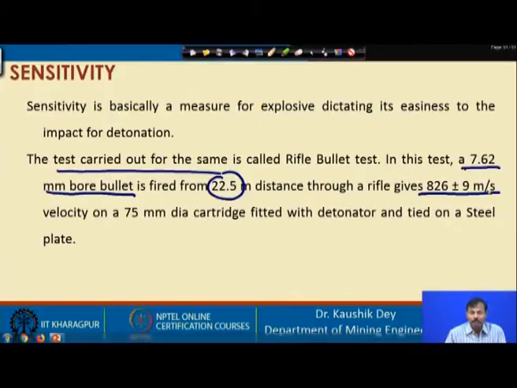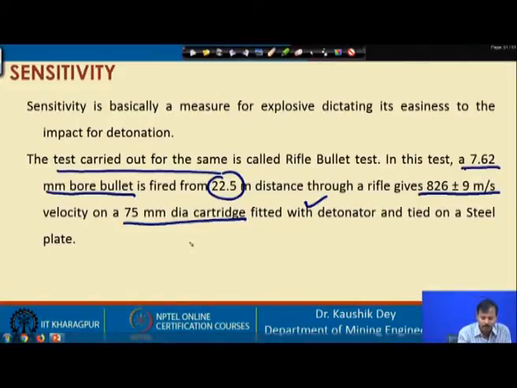And which type of explosive is used? The explosive is also fixed. The explosive should be of 75 mm diameter cartridge, and the explosive must be fitted with a detonator, or whichever is required for detonating that explosive. That means, if the explosive is not detonator sensitive, it is booster sensitive. In that case also, we need to provide a booster fitted with the detonator. That means, the complete set of initiation system must be provided.